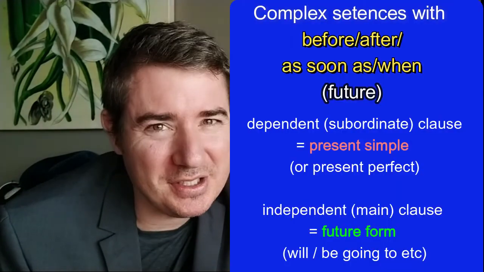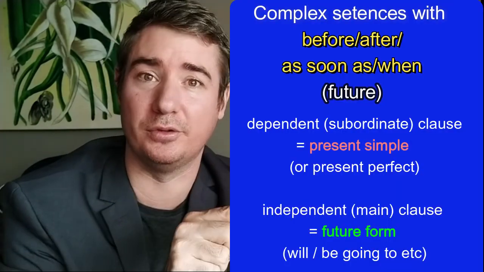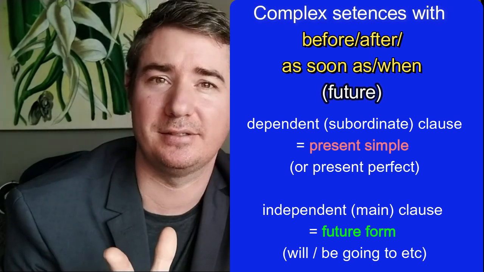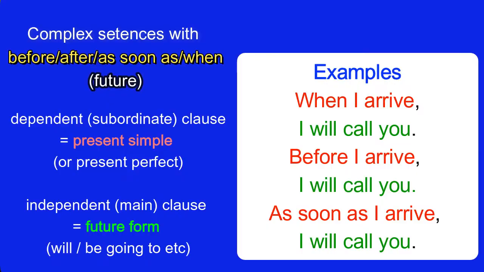This is really important to know because many English learners, when they use these subordinating conjunctions and talk about the future, they use the future tense. But actually, only the main clause or the independent clause should be in a future tense. For example, when I arrive, I will call you. Before I arrive, I will call you. As soon as I arrive, I will call you.